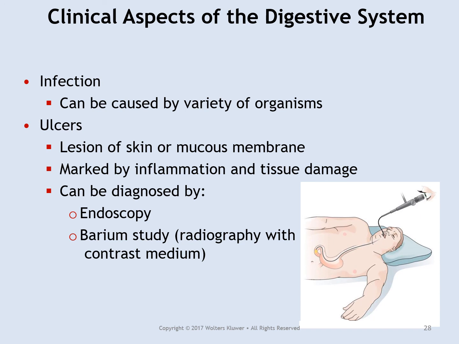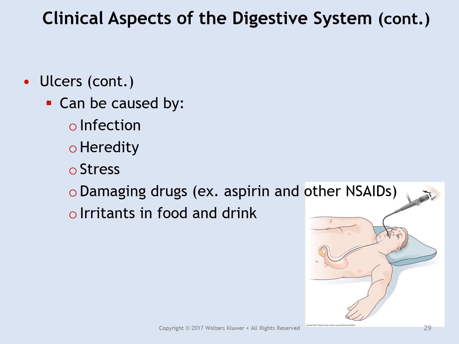Of course, you can have infections, and ulcers are when the lining of the digestive system breaks down and you allow digestive enzymes and hydrochloric acid in the stomach to start eating away at the underlying tissue. Can be caused by stress, and certainly drugs such as aspirin and other non-steroidal anti-inflammatory drugs will contribute to ulcers.